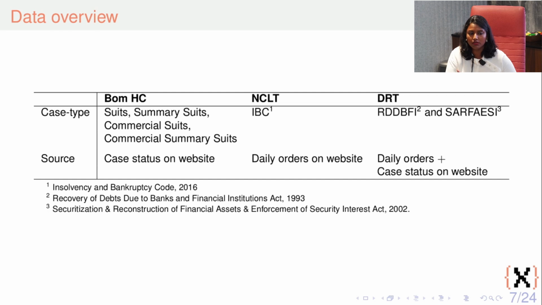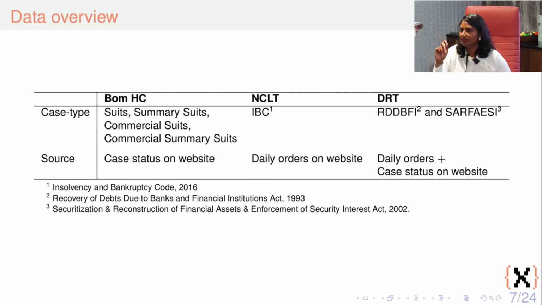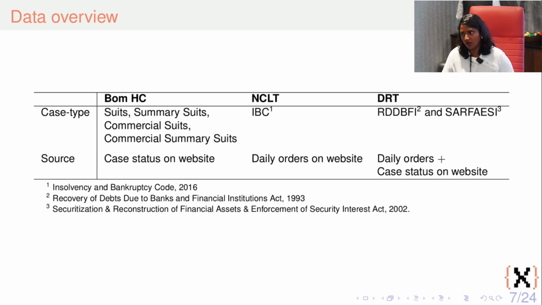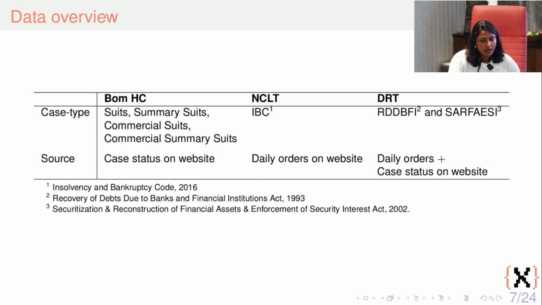For the Bombay High Court, we use the case status tab. For the NCLT, we use the daily orders tab. For DRT, it was a little bit trickier because the daily orders would just give us order PDFs. So we took the case numbers from the daily orders, input them in a different tab, and got the remaining case information.